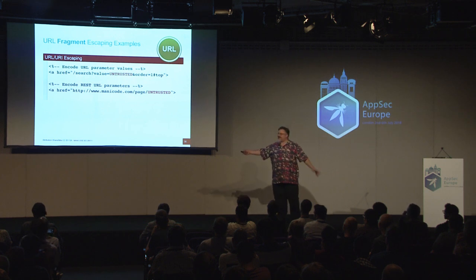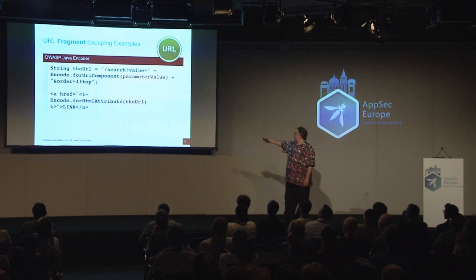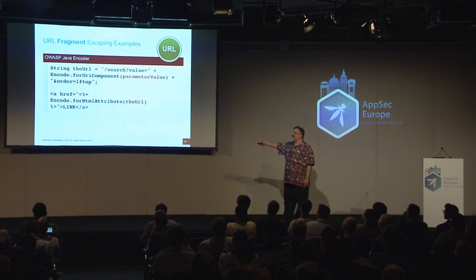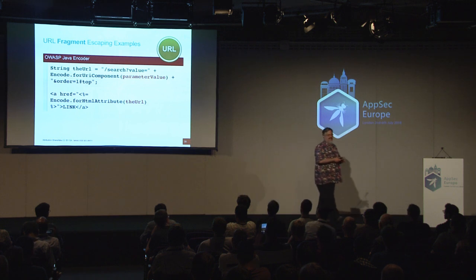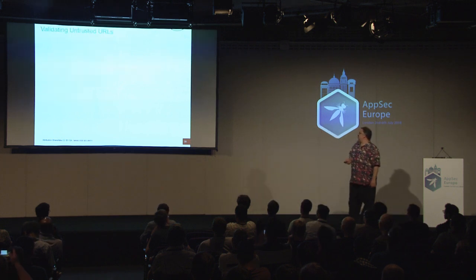So how do we escape this? Well, the way is like this. As I'm building the URL, I escape for URL. And as I take that URL and add it to an attribute, I escape for the attribute context. This gets a little hairy. This is a common mistake that developers will make. What else do we have?